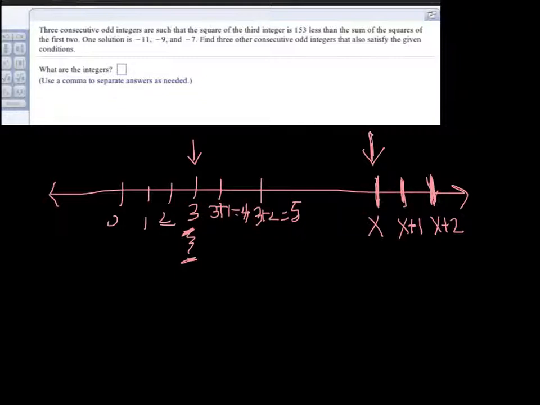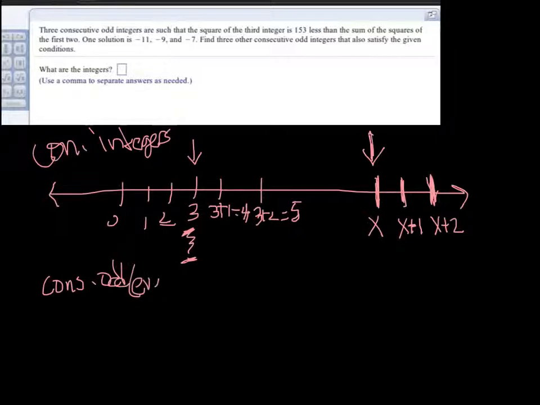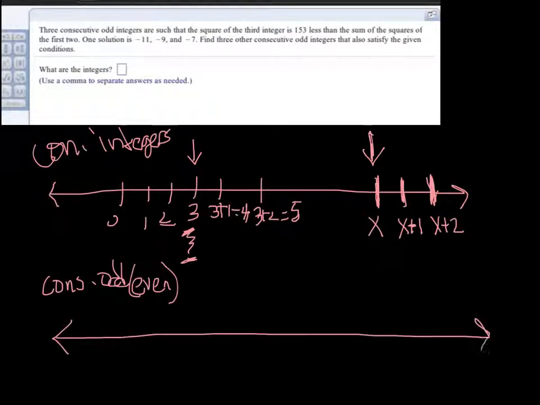So that's for consecutive integers only. But our problem is asking about consecutive odd integers. So let's take a look at consecutive odd integers. And by the way, the pattern that emerges will also work for consecutive even integers. But we're going to look at consecutive odd integers since this is what our problem is asking about. So here I'm going to do the number line by counting with our odd numbers. I'm going to use 7 as my reference point.